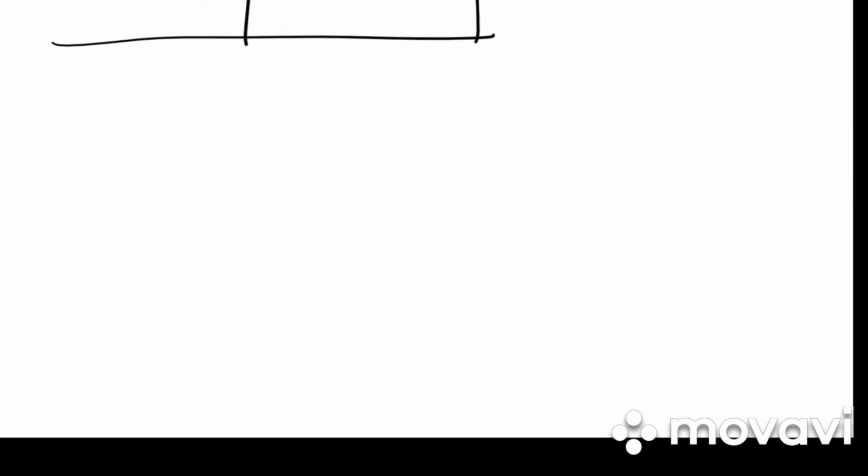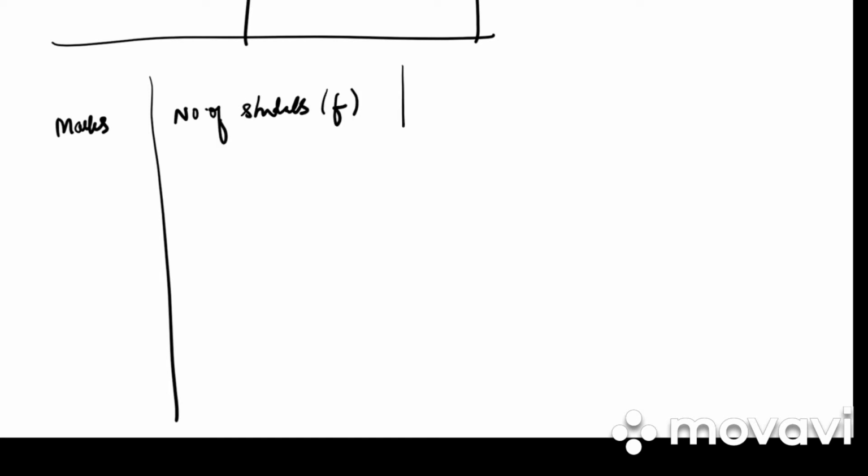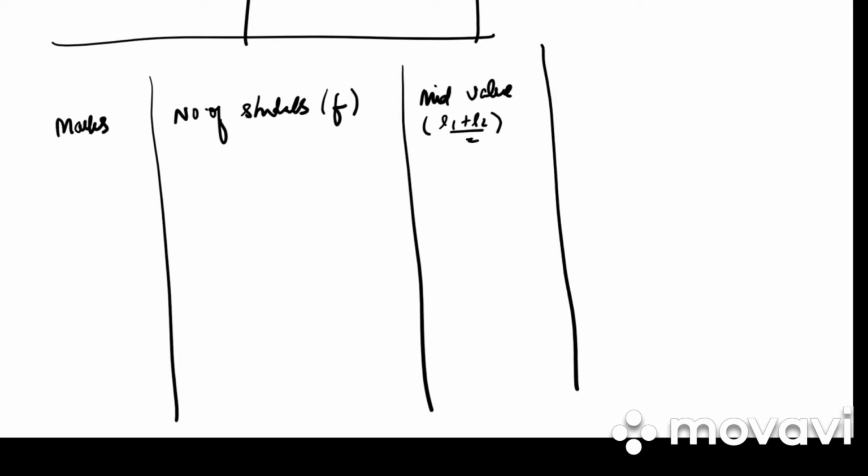So write down. We'll have a column of marks. Then we'll have number of students, that is frequency. Then we need to find out the mid value. How do we find out? L1 plus L2 divided by 2. And last we need to find out FM.